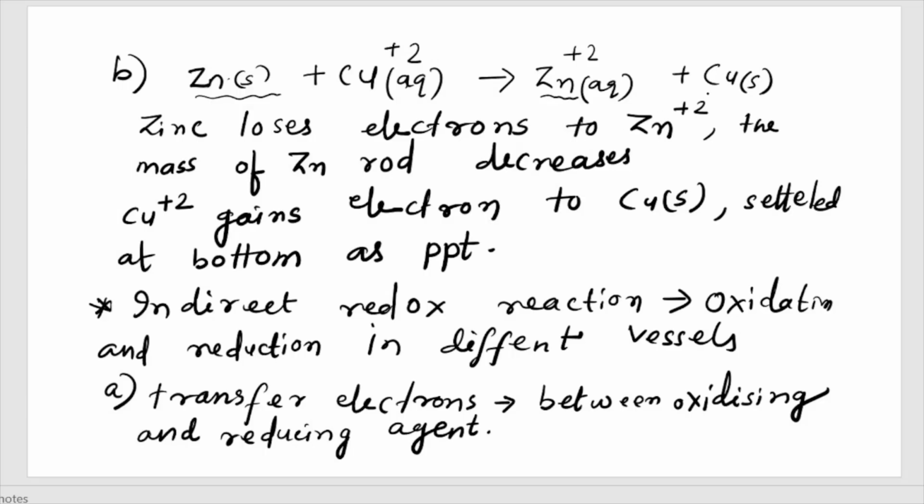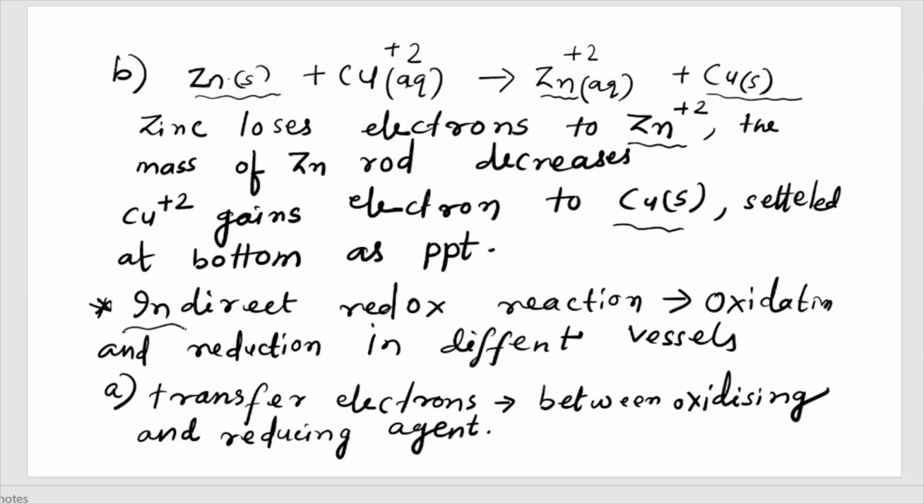Now after some time what happened? Zinc solid changes to zinc ions. This is the chemical reaction. Here zinc loses electrons and changes to Zn plus 2, because when zinc loses 2 electrons, it changes to Zn plus 2, and the mass of the zinc rod decreases. And here Cu plus 2 gains electrons to become Cu solid. In the beaker, copper sulfate solution is there, representing Cu plus 2 ion, and it gains electrons from zinc and changes to copper solid and settles at the bottom as precipitate. After the reaction you can find copper as a solid settled at the bottom.